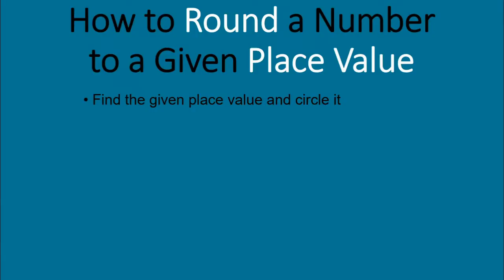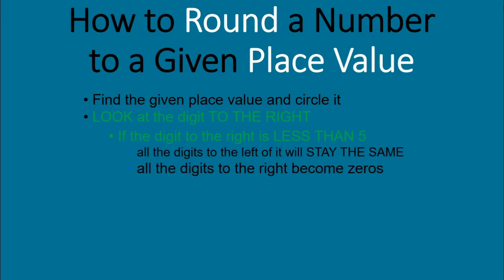Before we start today's lesson, let's just quickly recap what we learned last lesson about how we round to a given place value. First step is you need to find the digit that's in that given place value. I find it helps to circle it, or I've been highlighting them for you. Then look at the digit to the right of that place value, and if that number is less than 5, it's not big enough to round your value up. So all digits to the left will stay the same, and all digits to the right will become zeros.